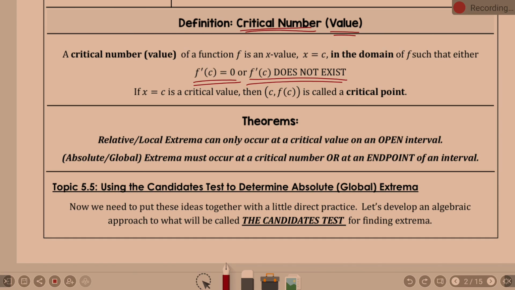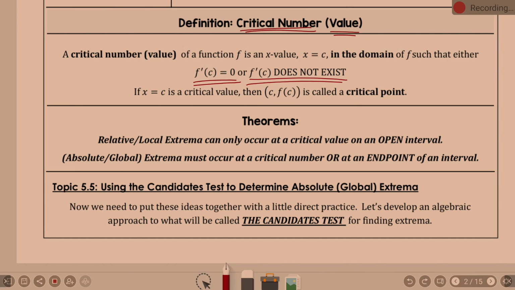Theorems. Relative or local extrema, same idea, can only occur at a critical value on an open interval. We're talking about relative or local extrema. They occur on an open interval. So in other words, we're not talking about the endpoints. They occur within the interval is what that's saying.